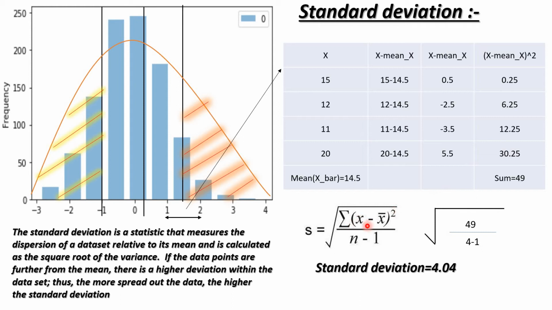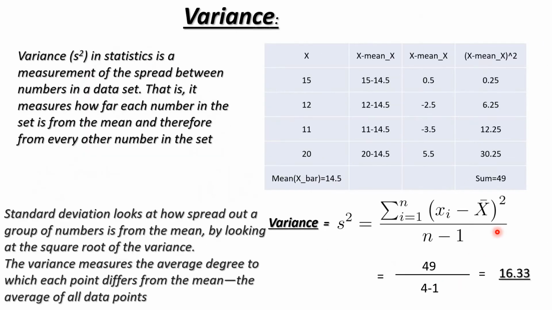And this is a simple formula: summation of x minus x bar, whole square. X means each element, x bar means the mean that we have calculated, right? So we have subtracted over here and we squared, right? So we got 49, the summation of x minus x bar whole square, this is 49, right? Now n minus 1, number of elements 1, 2, 3 and 4, minus 1, that is 3. We got the standard deviation, right? Now let's go ahead and see how the variance works.